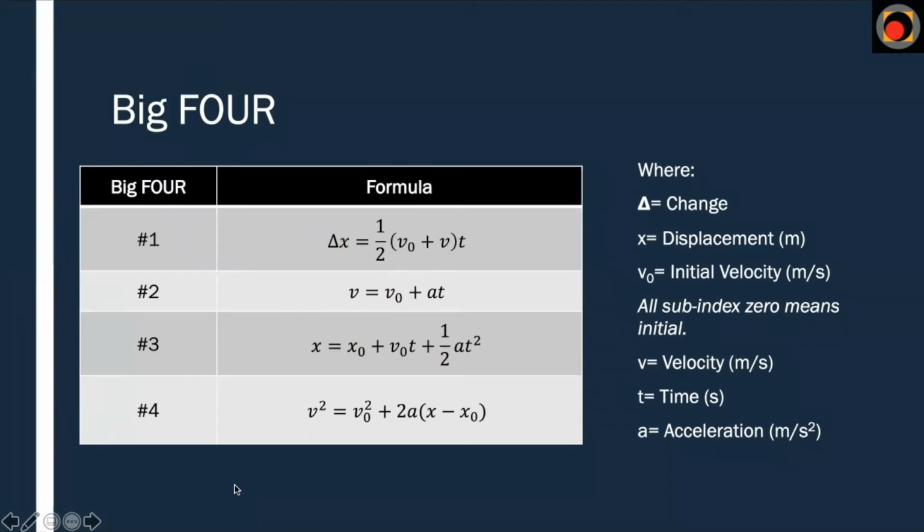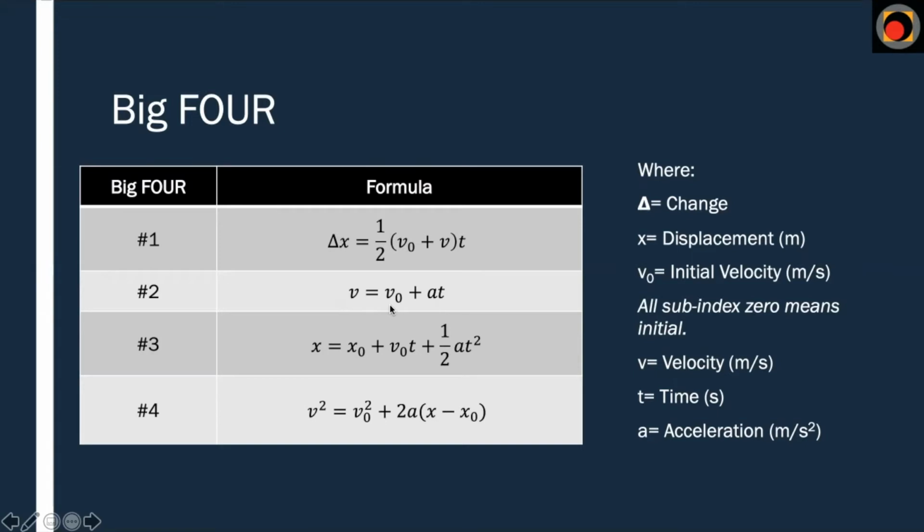T stands for time, okay? Now, if we go and analyze Big Four number one, this will tell us how much you have traveled, the change in position, if you know the initial velocity and the final velocity and the time it took to get there. Big Four number two will tell us the velocity at a certain specific time.